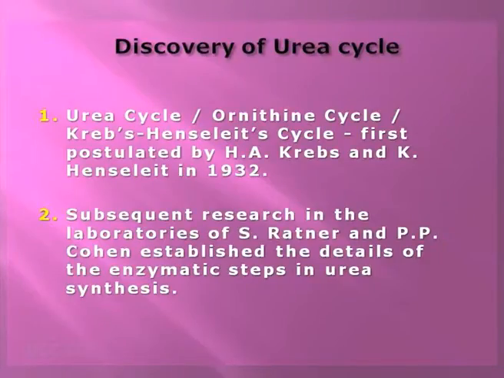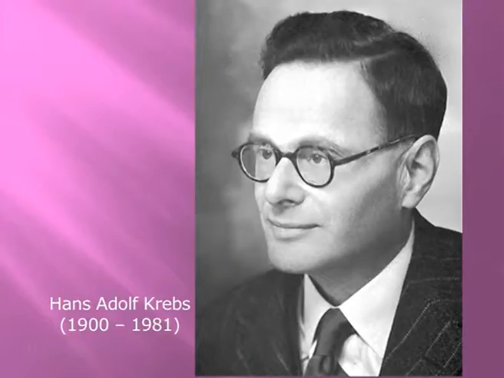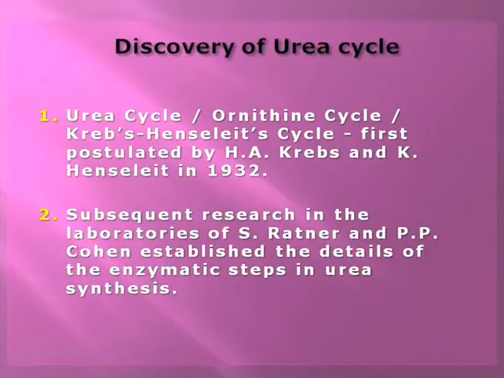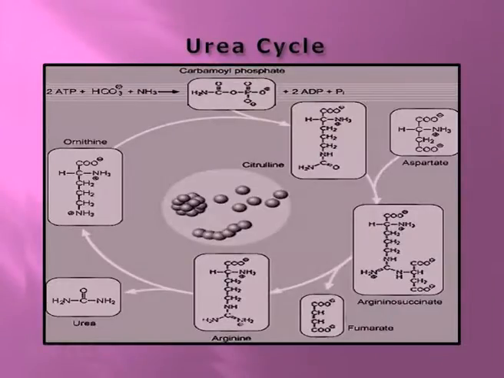Now, what is the urea cycle? The urea cycle, or ornithine cycle, or Krebs-Henseleit cycle, was first discovered by Sir H. A. Krebs and K. Henseleit in 1932. Later on, the detailed enzymatic steps were discovered by S. Ratner and P. P. Cohen. Now I will discuss the details of the urea cycle.